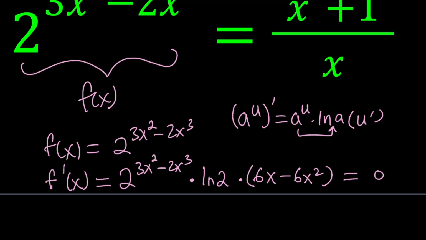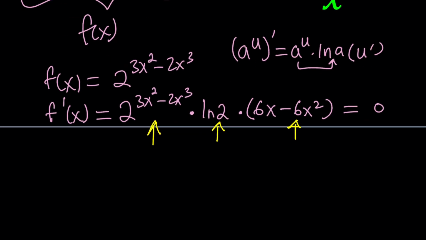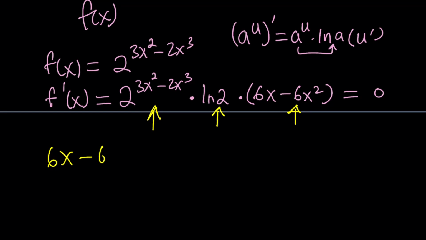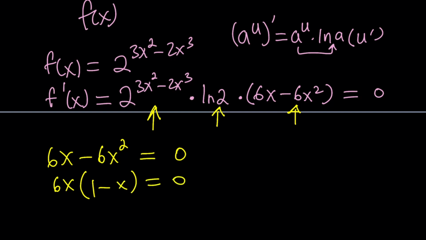Even though this kind of looks like a complicated product, you only need to focus on the polynomial piece. Because this can't be 0, this is a constant, so the only thing that can be 0 is this one, which is actually very, very easy to solve. So let's go ahead and set 6x minus 6x squared equal to 0. And then by factoring, we get 6x times 1 minus x equals 0. And from here, we get two x values. X equals 0 and x equals 1.